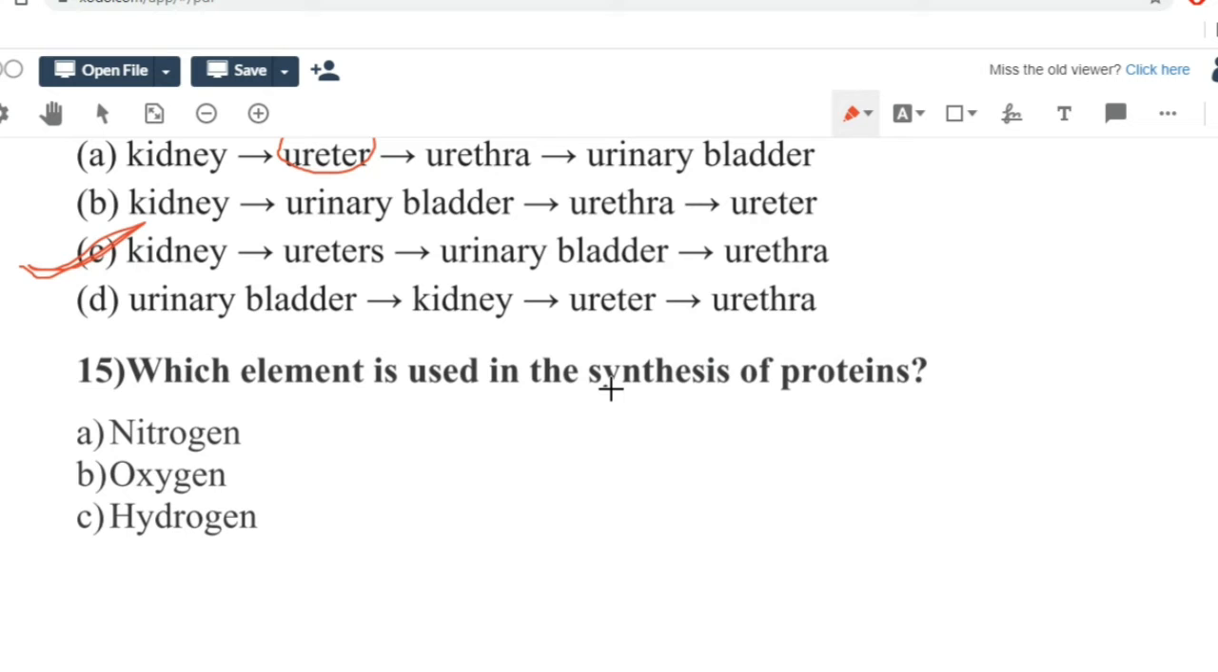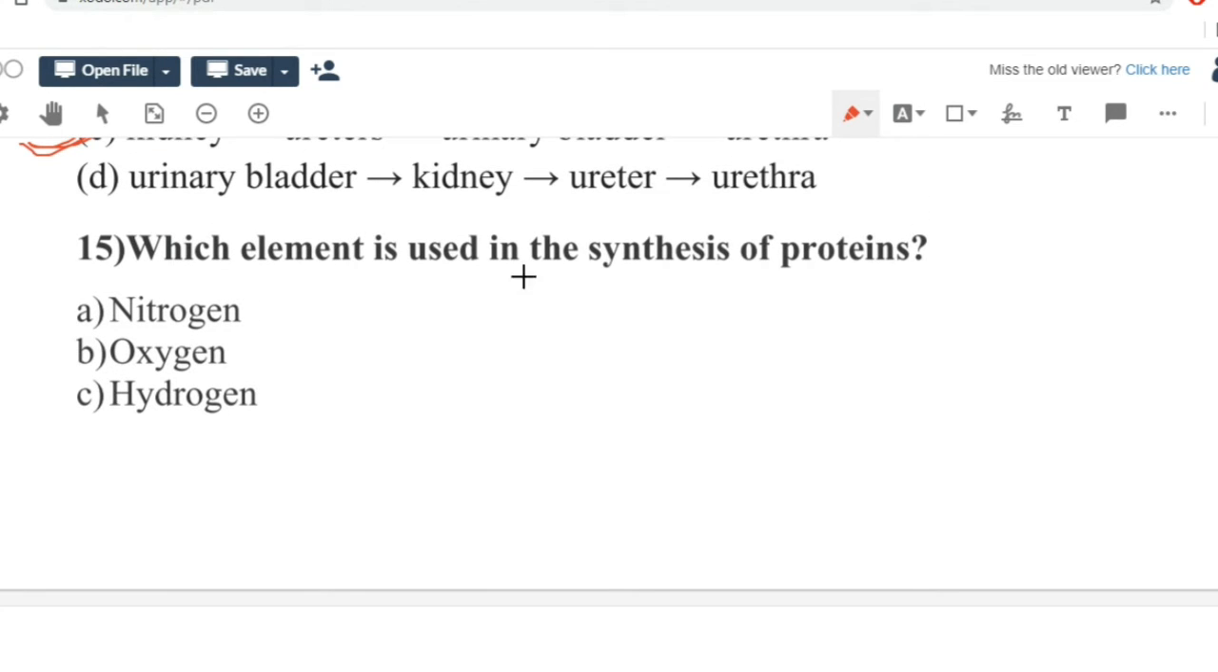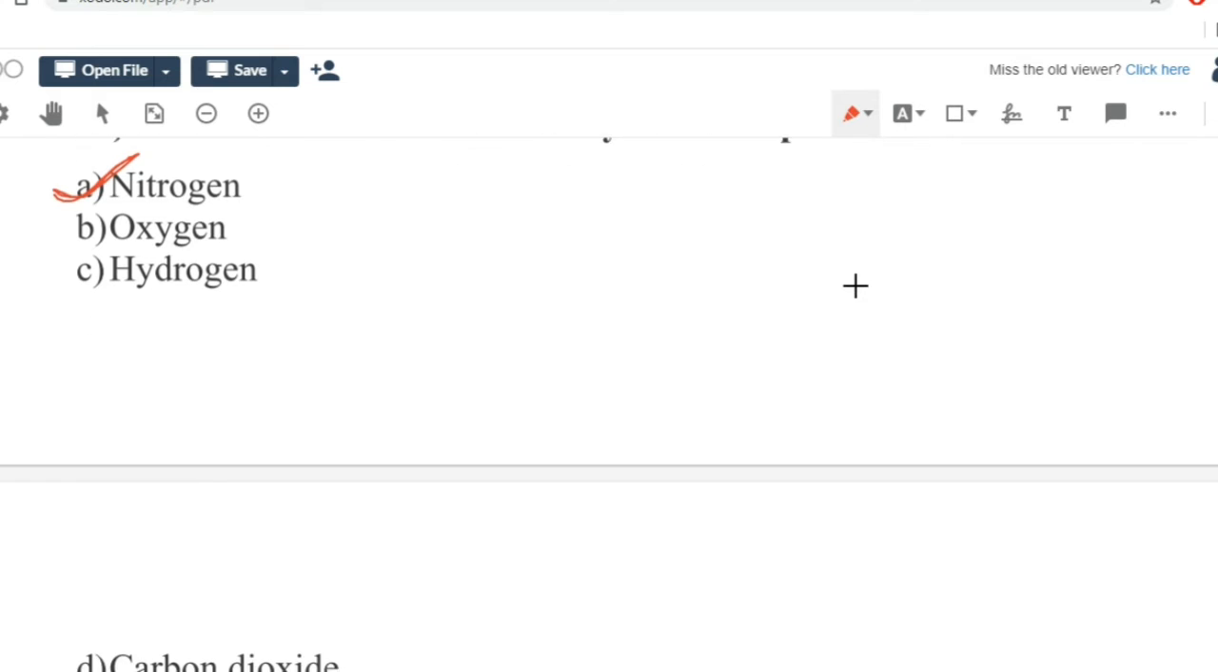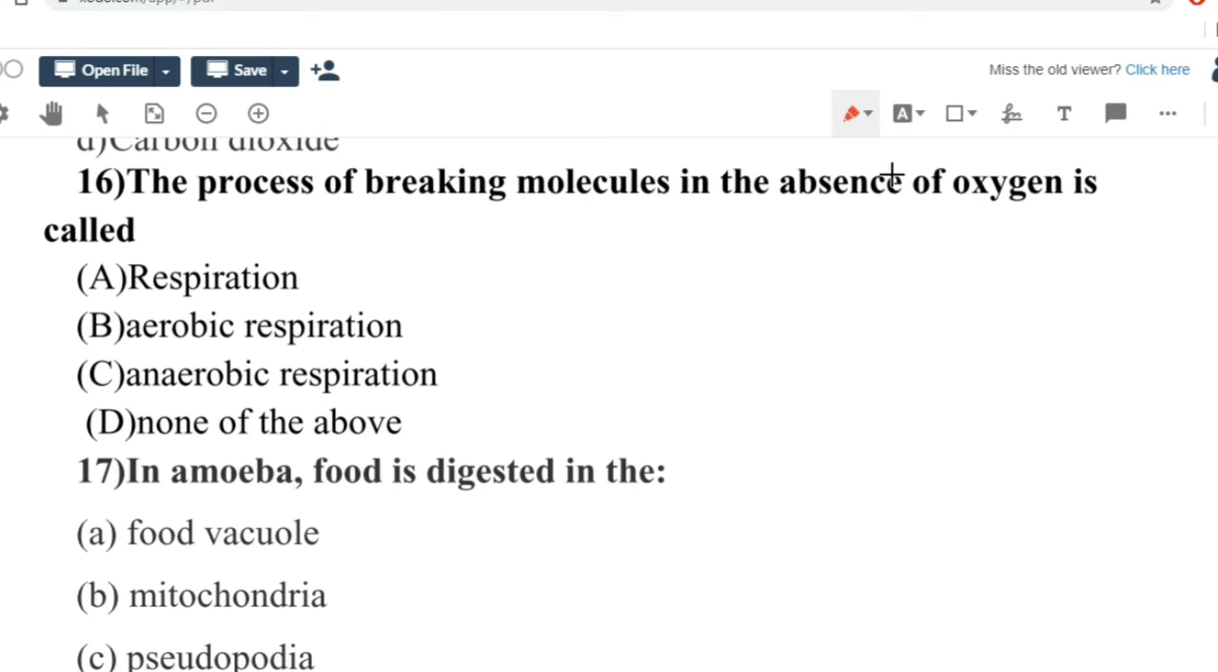Which element is used in the synthesis of proteins? Nitrogen, oxygen, hydrogen and carbon dioxide. Now we all know that the amino acids which are present in proteins are rich in nitrogen. So nitrogen is the element which takes part in the synthesis of proteins. The process of breaking molecules in the absence of oxygen. So when the respiration takes place in the absence of oxygen, we call it anaerobic respiration.